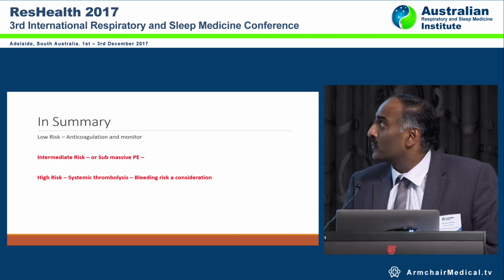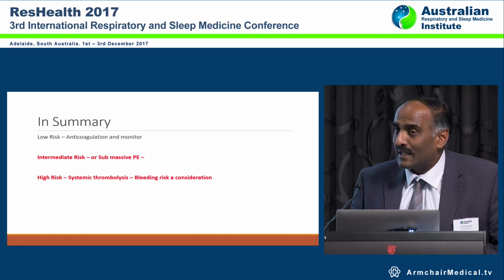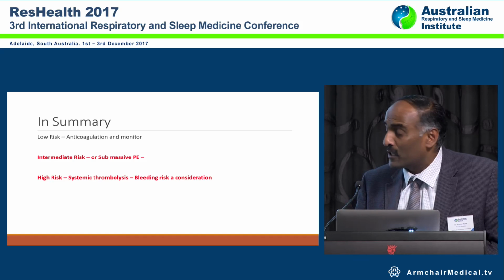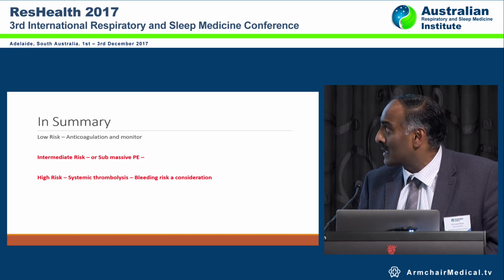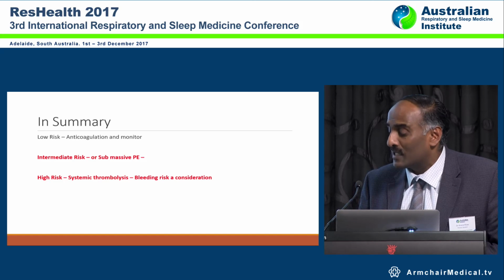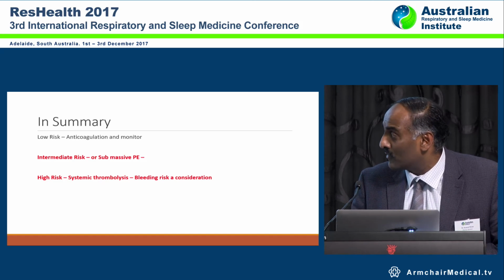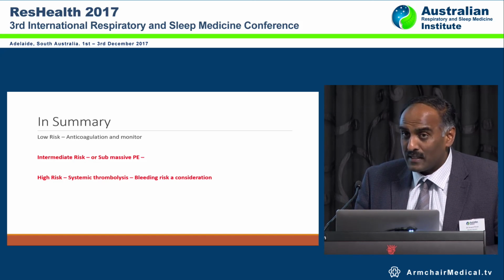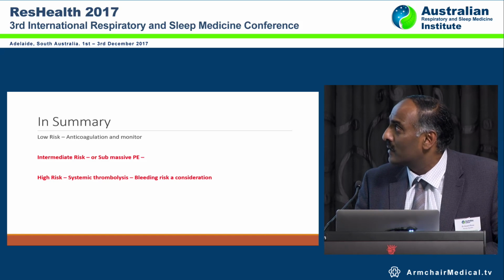So in summary, with low risk, anticoagulation and monitoring is quite reasonable. High risk, systemic thrombolysis, bleeding risk is a consideration. If the patient deteriorates, a catheter-directed intervention is quite reasonable, if the facilities exist. It is something of the future, and there is merit in it.